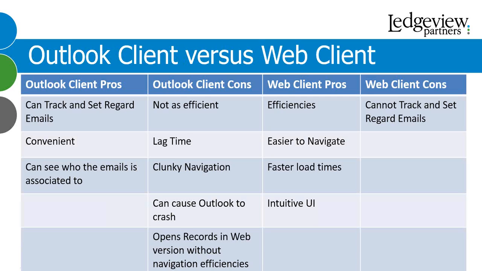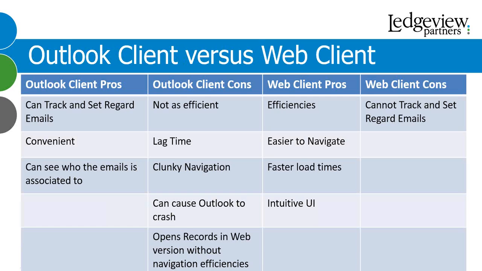It's very convenient. If you're already in Outlook for most of your job, it's mostly what you do, and you don't use CRM as often, it's very convenient to just jump into CRM whenever you need to right from Outlook. And after you've tracked or set regard an email, you can see that right in the email who it's associated to. You don't need to go into CRM and go directly into the activity. You can just view it right from the email.